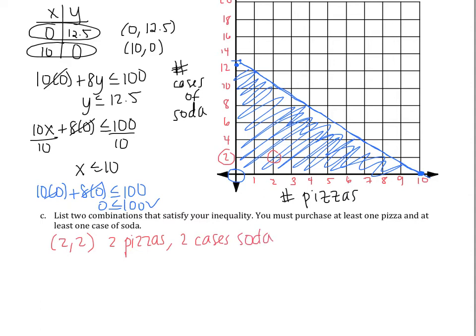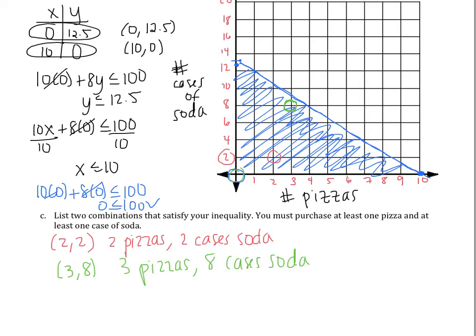Then it's asking me to pick another point. I could pick 0, 0, but that's just a boring point. So pick some point in the middle. So like how about this point right here? This is 3, 8. So this is 3 pizzas and 8 cases of soda. That's it. We're finished with the problem.